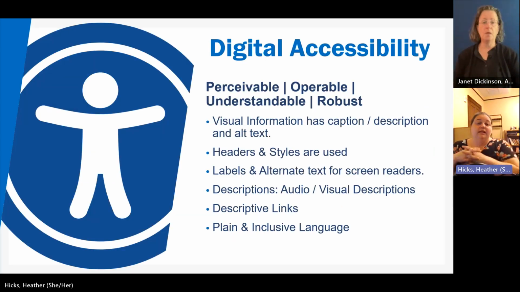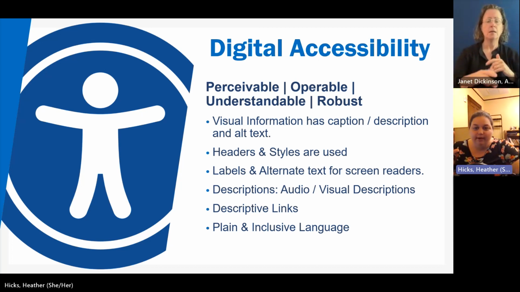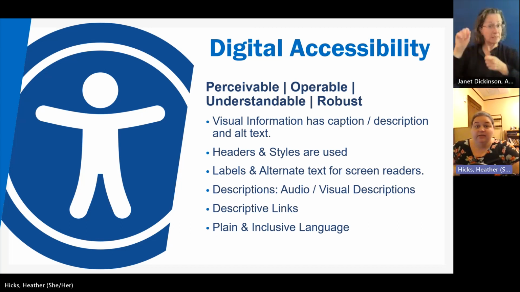Briefly about digital accessibility, mostly what you're thinking about is: is it perceivable, operable, understandable, and robust? Those are the Web Content Accessibility Guidelines. I'm quoting that; that's what they're called. Those are the primary fundamentals, but what that looks like is, can someone hear it or see it or consume it in a different way depending on their abilities? So does visual information have captions or descriptions or alt text? Are headers and styles used? Programs have some accessibility features built in, and if you use the program appropriately, it naturally makes it more accessible.